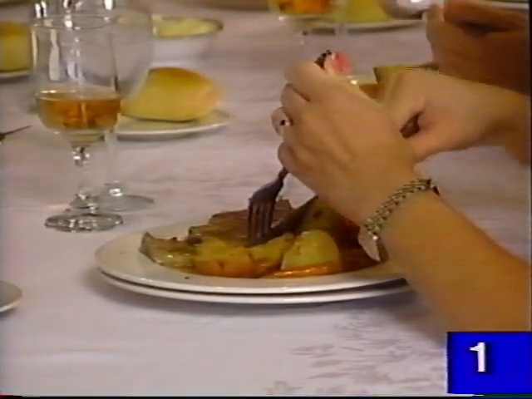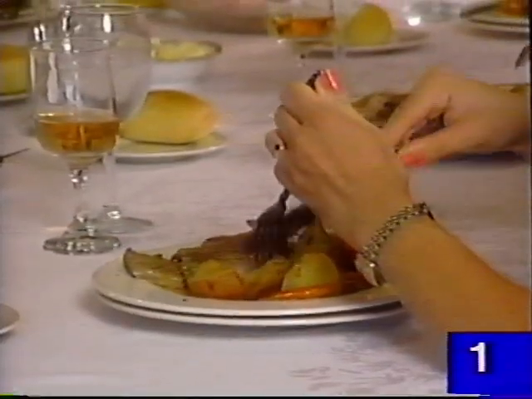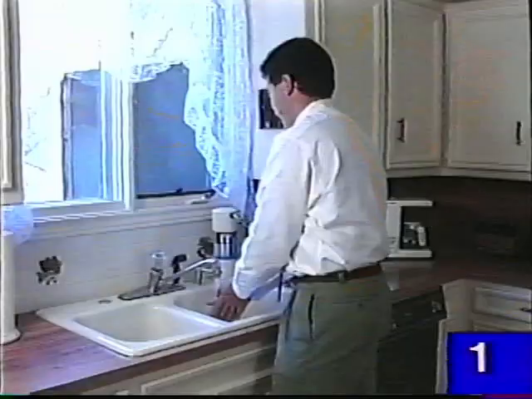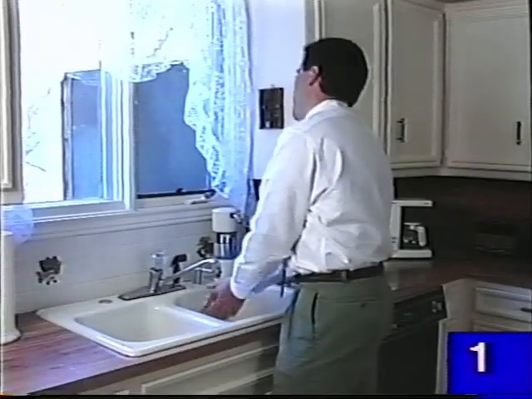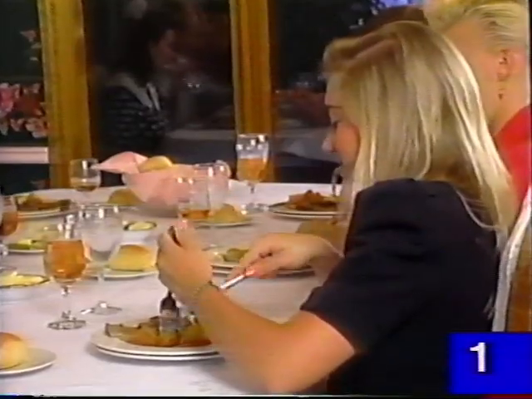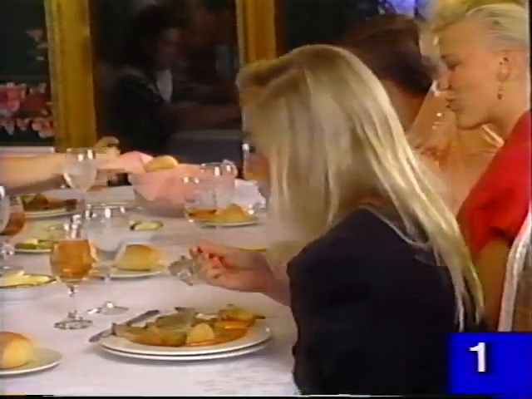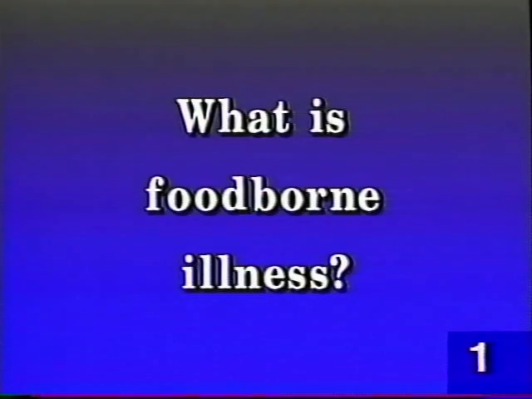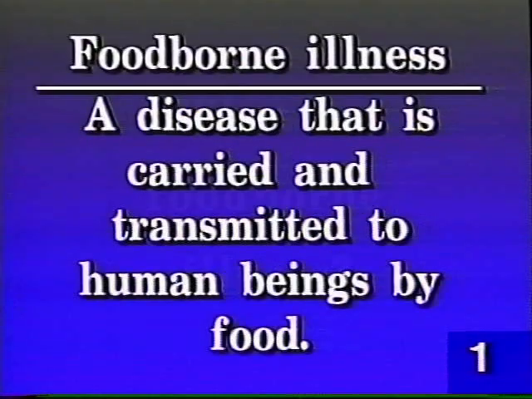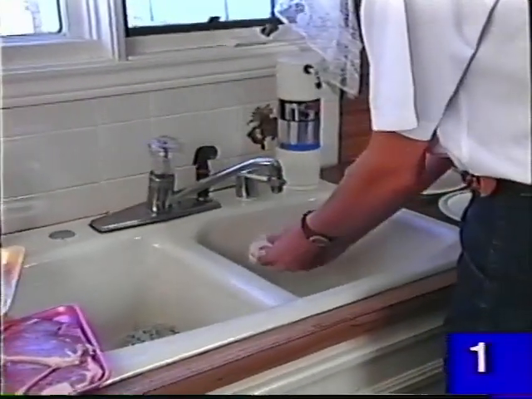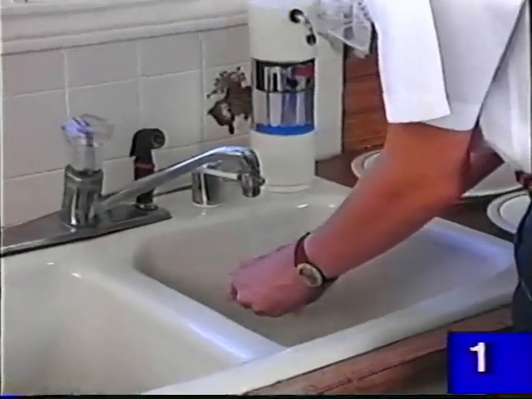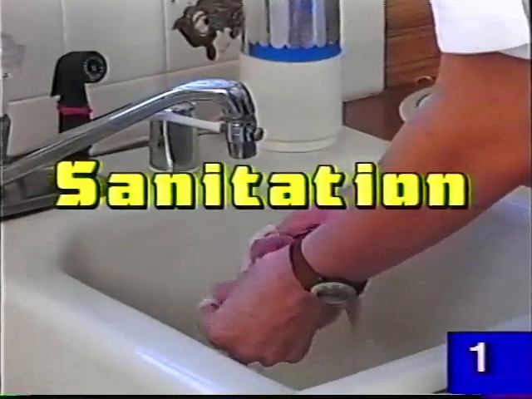Although many aspects of preparing food, such as eye appeal and portion control, are important, the sanitary conditions and techniques used before, during, and after preparation are the most important in order to prevent foodborne illness. What exactly is foodborne illness and how can it be prevented? First, foodborne illness is a disease that is carried or transmitted to human beings by food. There are many rules to follow to prevent foodborne illness, and they are all based on one key term: sanitation.